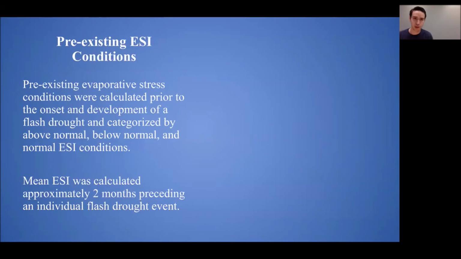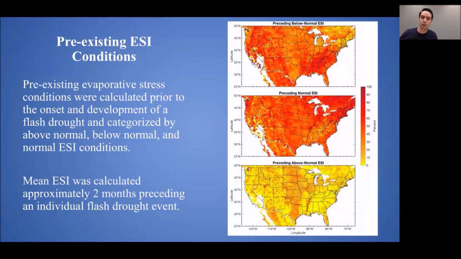So here, I just want to show also some early results for pre-existing ESI conditions. We took a look at pre-existing ESI before flash drought events, and we just categorized them by above normal, below normal, and normal ESI conditions. We did this by taking the mean ESI approximately 2 months before any individual flash drought event, and then we found the percent of them broken up by these categories.